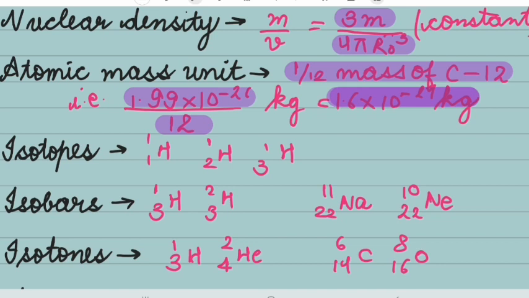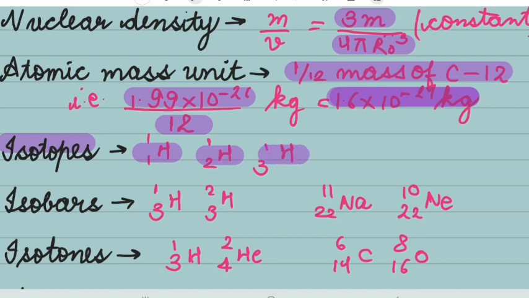Let us talk about isotopes, isobars and isotones. So what do we mean by isotopes? Isotopes are those which have the same atomic number, but different mass number. There are 3 isotopes of hydrogen which you can see: protium, deuterium and tritium. You can see that the mass numbers are 1, 2 and 3.